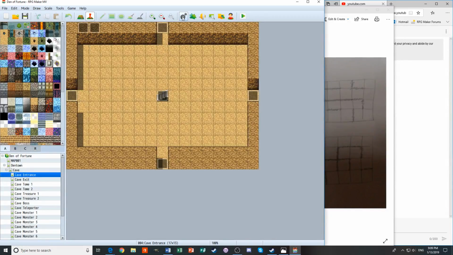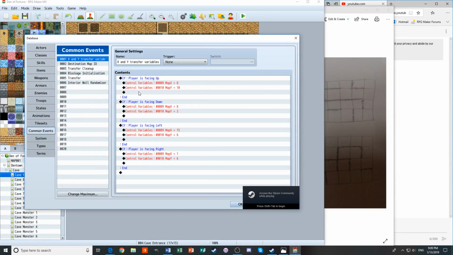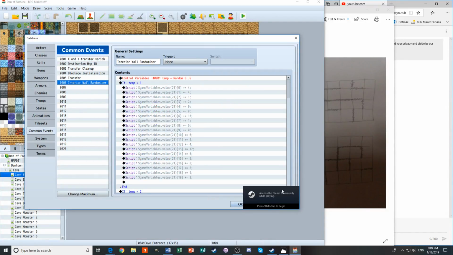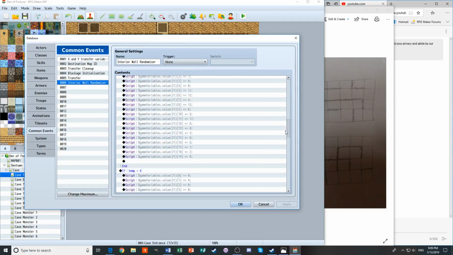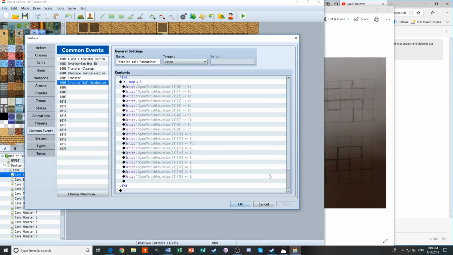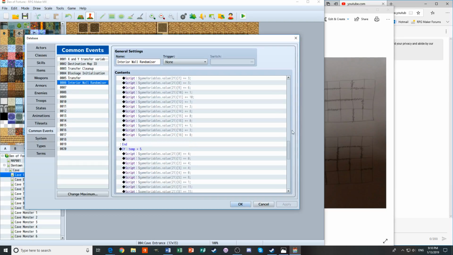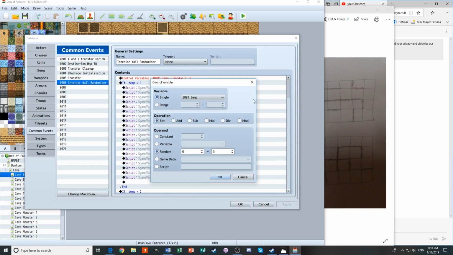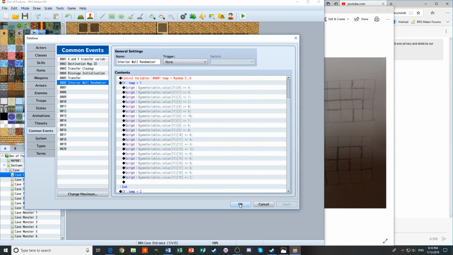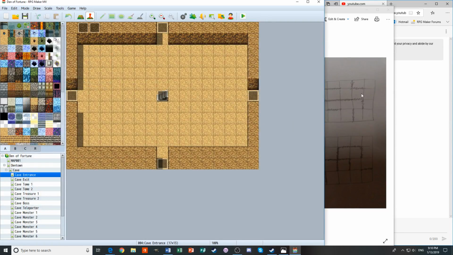And just to show that off, common events, interior wall randomizer, and we can see that this is now 6 sequence of numbers, which correspond to the other possible orientations here. And just to show this off a little bit, let's do a random one from 3 to 6, so one that we didn't see in the previous part.